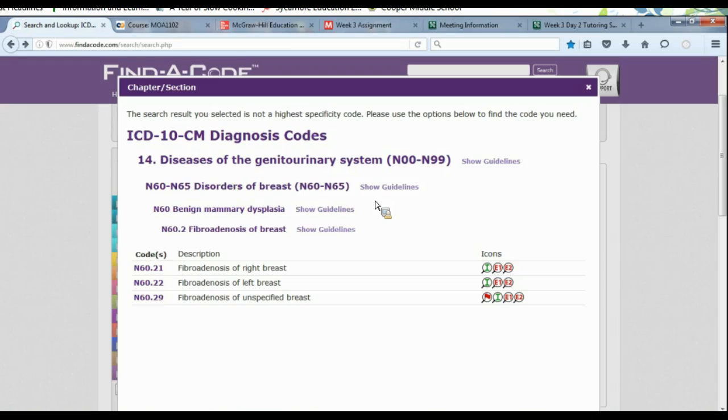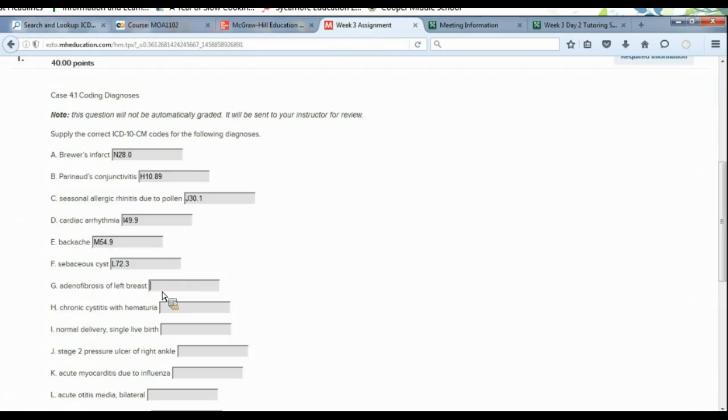Okay, and here it specifies what side. It's unspecified, left or right. In this case, it did specify left. So N60.22 is our correct answer. Okay, next we have chronic cystitis with hematuria. Okay, so let's go ahead and type this one.